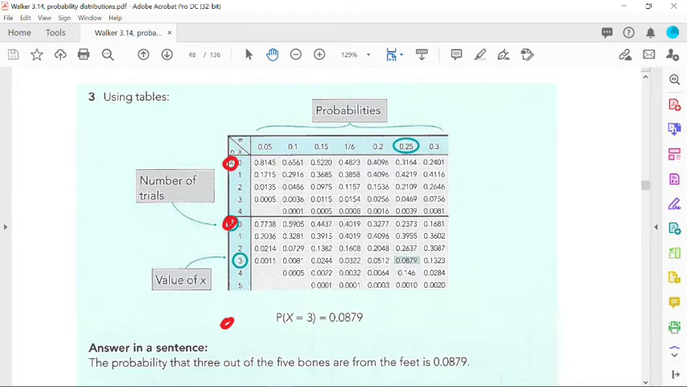Okay. So here is the probability of 3 given those parameters. Okay. Answer in a sentence. The probability that 3 out of the 5 bones are from the feet is 0.0879. If you give the correct number, that's achieved. If you answer in a sentence, in other words, in context, that's your merit. All right? So just being able to answer in a sentence is really good. Okay? So we're going to use these tables to answer these questions.